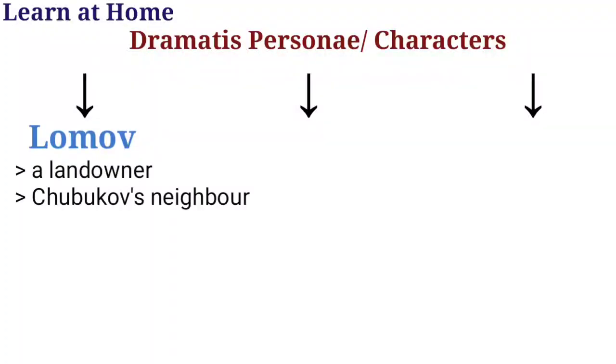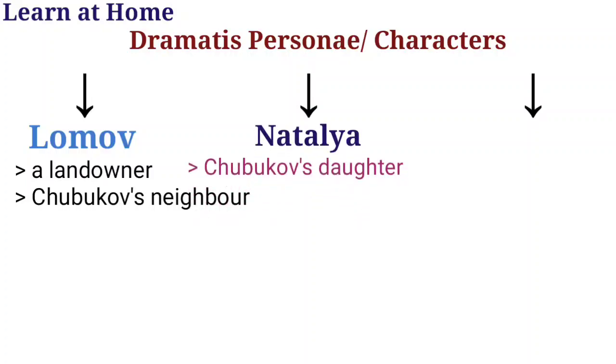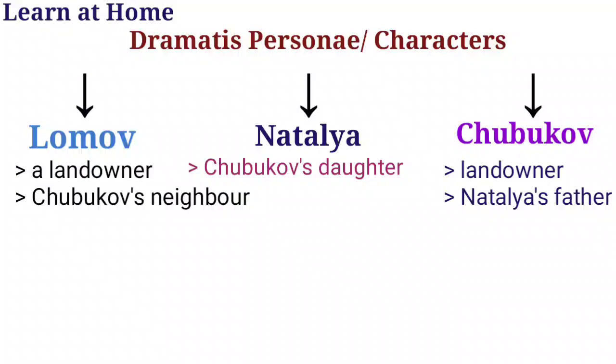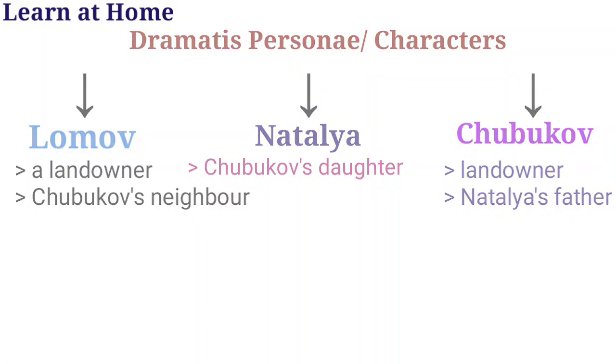Dramatis personae, or characters. Dear students, there are 3 characters in the play. Number 1, Lomo. He is a landowner and Chubko's neighbor. Number 2, Natalia. She is Chubko's daughter. Number 3, Chubko. He is a landowner and Natalia's father. Dear students, I'll be talking about these characters in detail later.